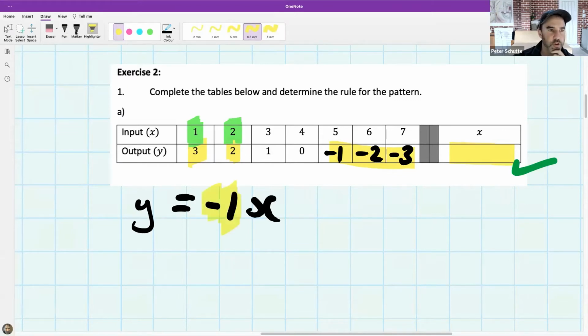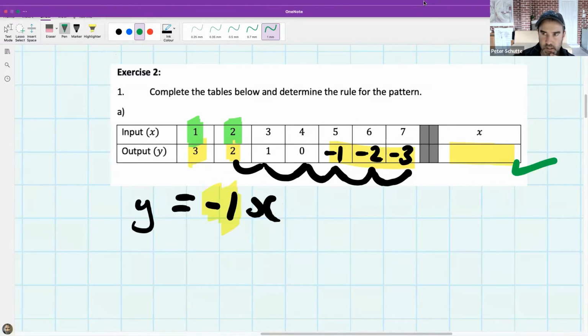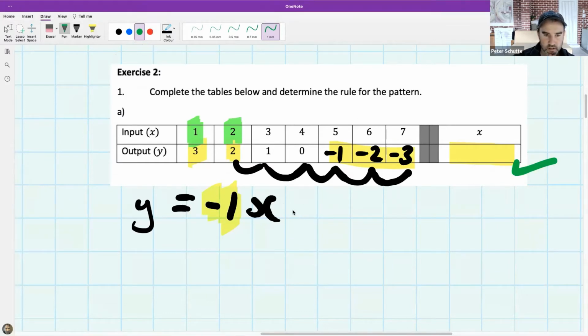Where did that come from for you? Because you are subtracting 1 from each number. Yes, and so subtracting is negative. So your outputs were going down by 1 each time. Okay, what was your last step? Did you have another step or did you leave it at that point? I said -1x plus 4. Okay, how did you know to add the 4?